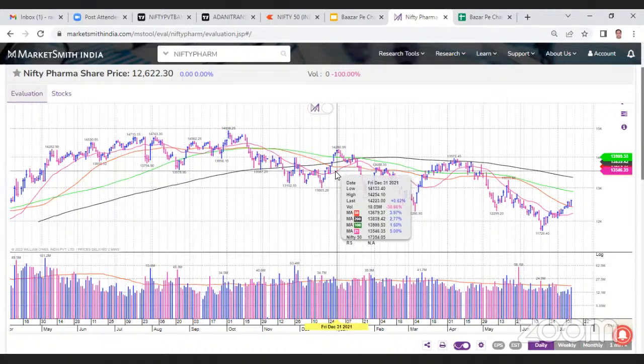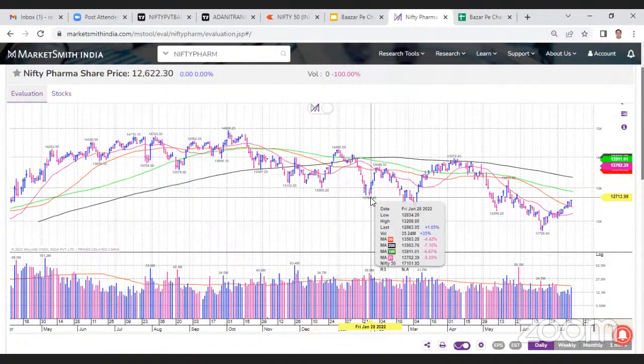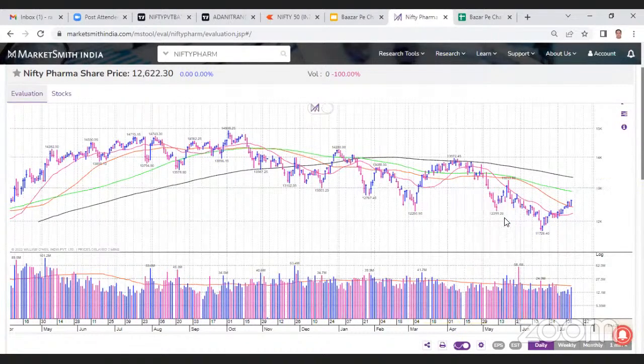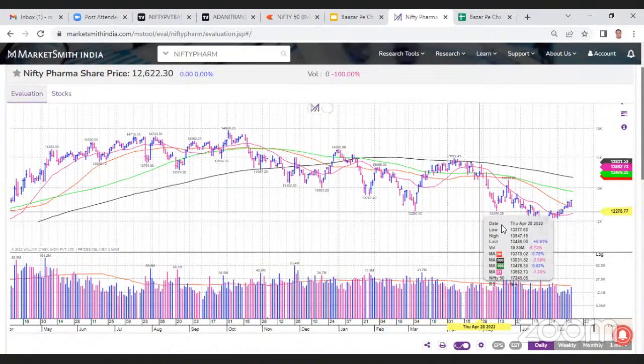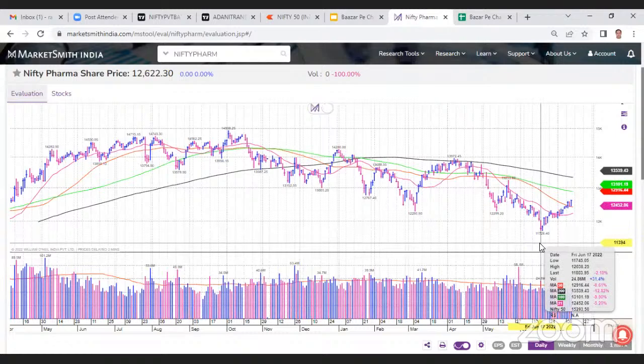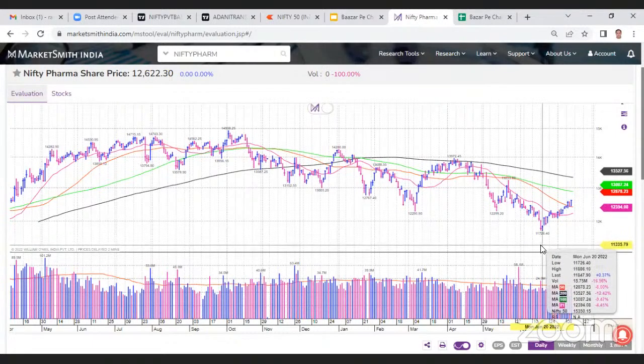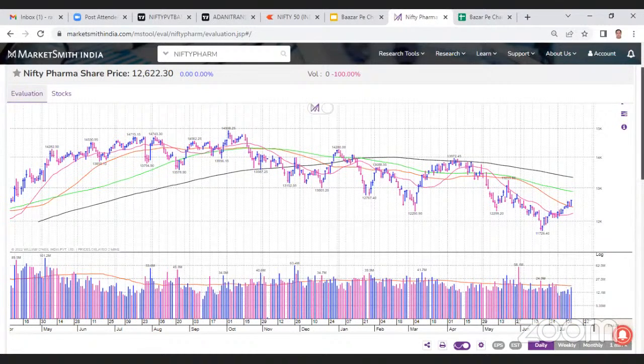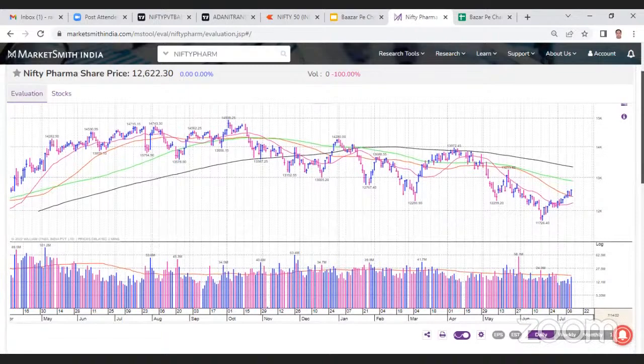Here also it tried to sustain, but again that sustenance was not so great, and it started falling and breached just the 200 DMA. Again here it has done the same thing, and from then onwards the index is trying to deteriorate. But what we are observing here in the month of June is that the index, after hitting its recent low of 11,726, is actually trying to move upside again.